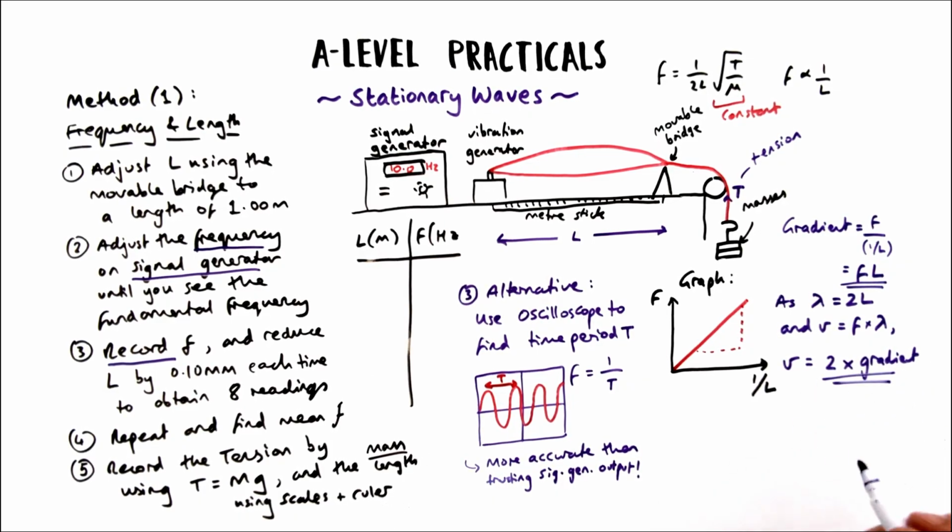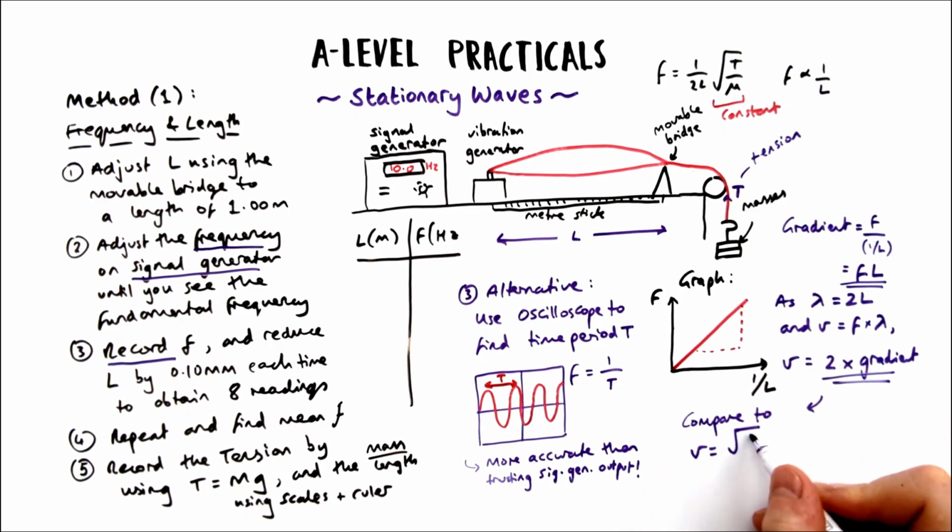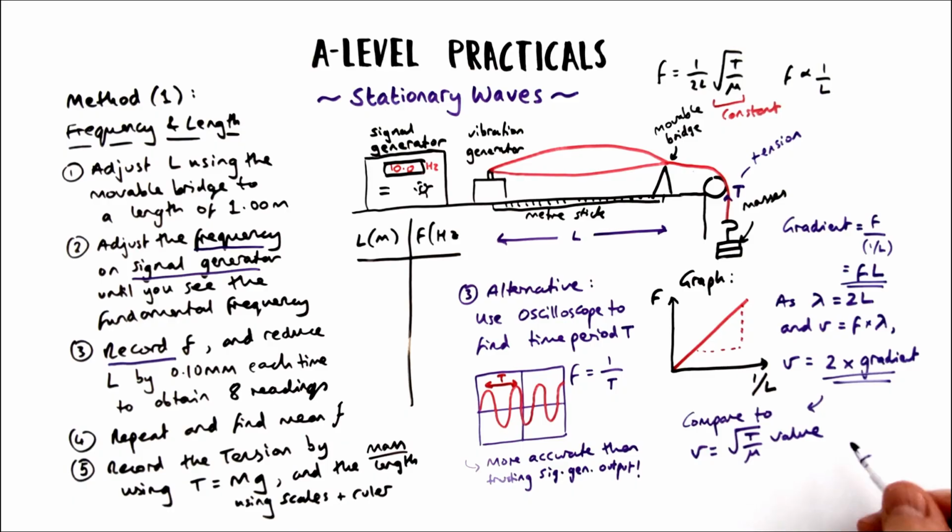Then we compare it to the measured values we looked at earlier. So the square root of the tension divided by the mass per unit length. Those values should be within a certain percentage of each other. Calculate the percentage difference, see how close they were, and we'll talk about the uncertainties a little bit later.